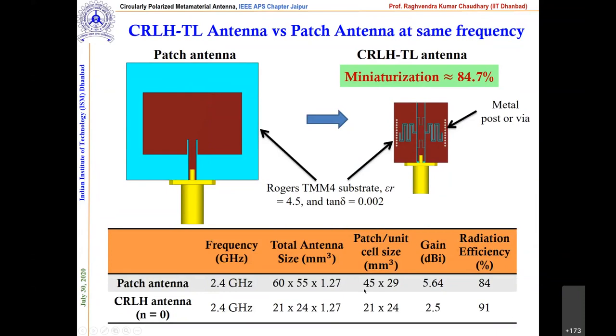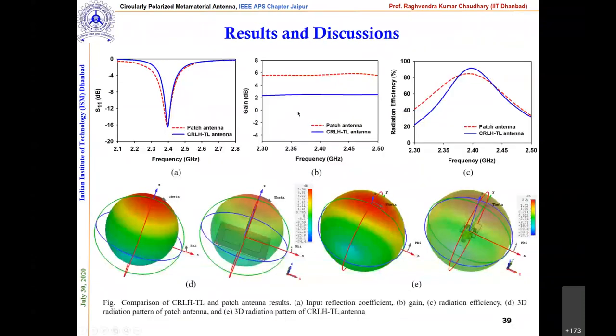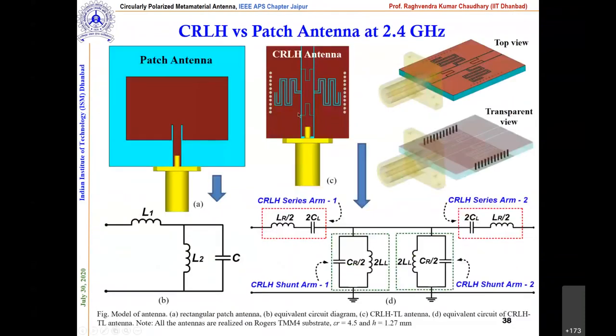Correct. And here, if you can see some of the characteristics, we manage almost the same bandwidth. Gain is quite less. And the radiation is comparable. What we did here is manage some metallic post, so it is going to radiate in a particular direction. It is actually a directional antenna, like a patch antenna, radiating in a particular broad direction.